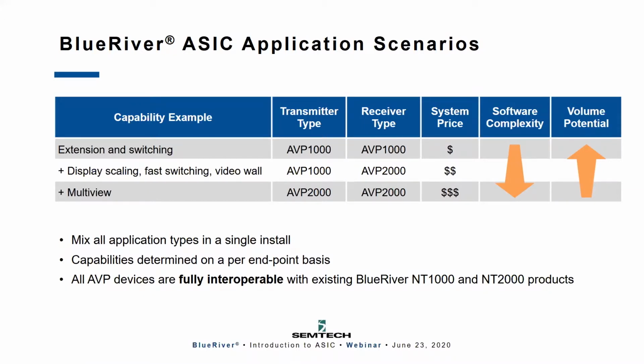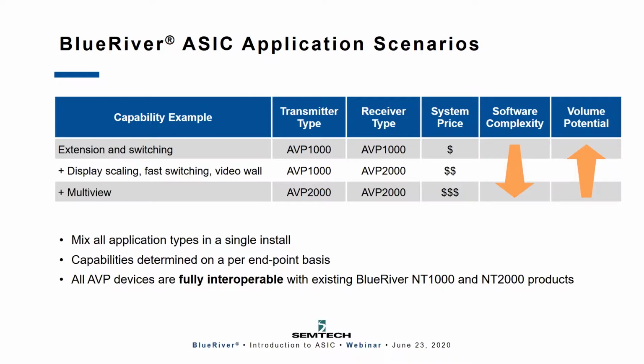And then finally, the most advanced feature is multi-view. That's that ability to subscribe to multiple video sources to create a multi-view on a single display. In this case, we need the AVP 2000 in the transmitter and the receiver. So obviously your system price is increased, and that brings some software complexity to be able to do the setup of all the multi-view applications.